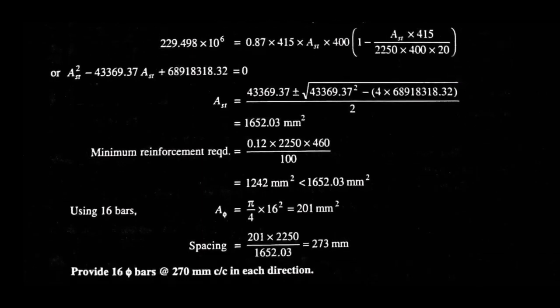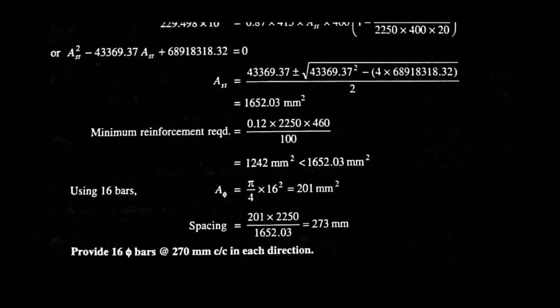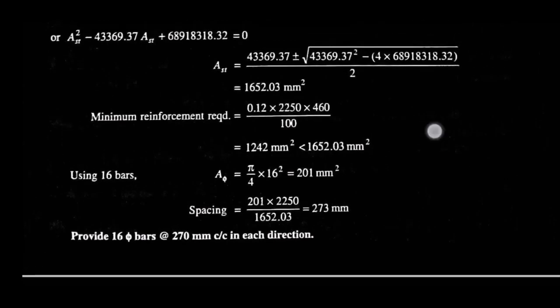Using 16 mm bars, that means diameter of one bar, area of one bar is equal to pi by 4 into 16 square, that is equal to 201 mm square. So spacing should be 201 into 2250 by 1652.03, that is equal to 273 mm. So provide 16 dia bars at the rate of 270 mm center to center in each direction. Okay. So this is the design data.